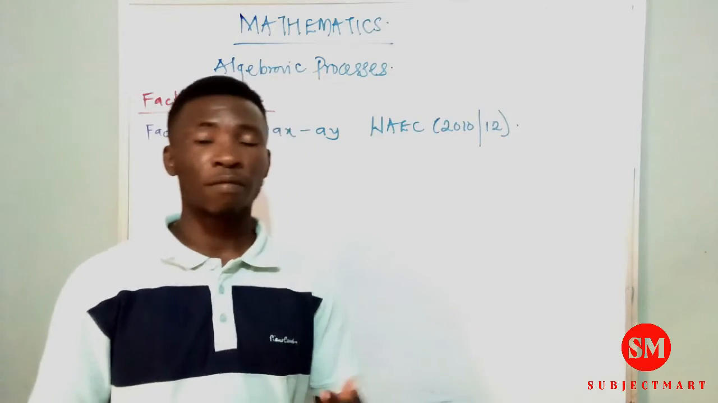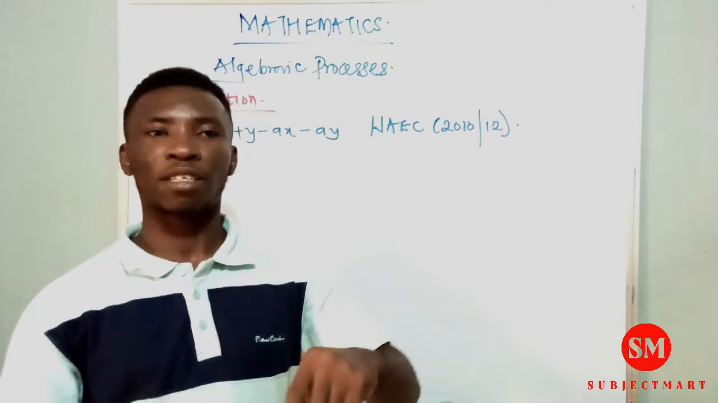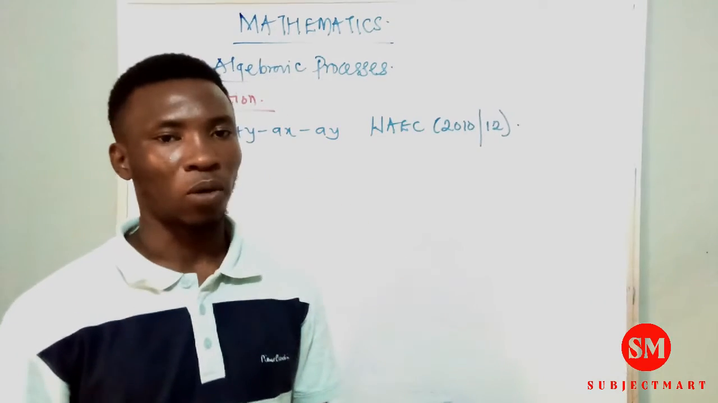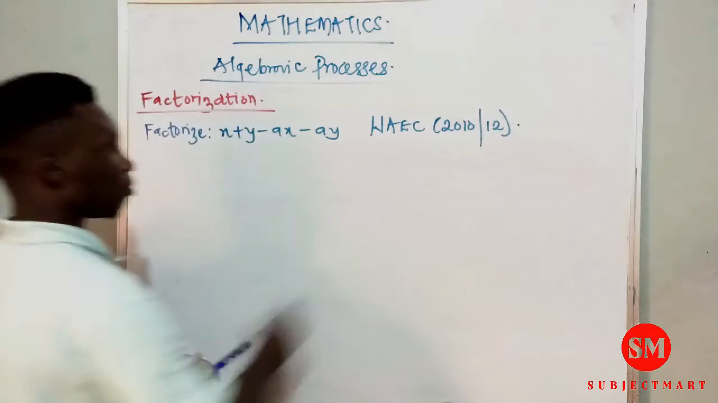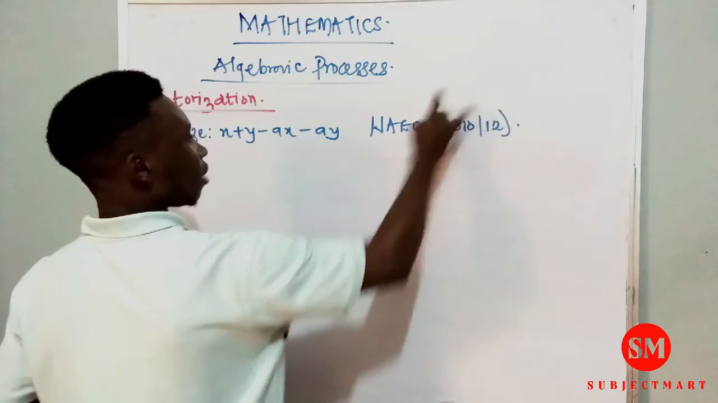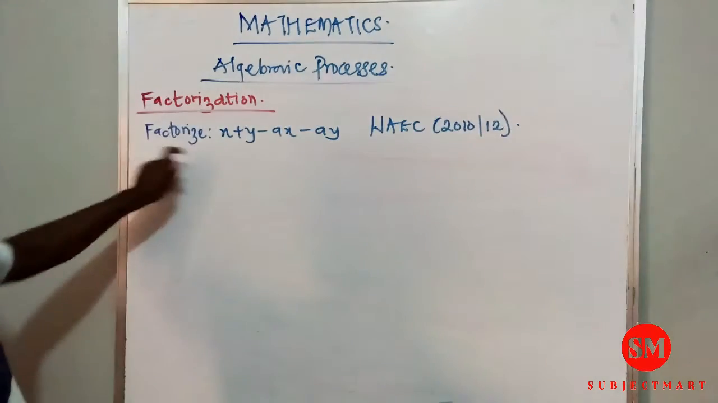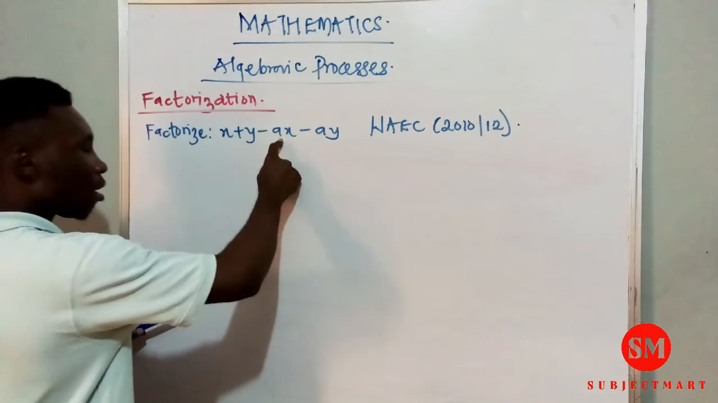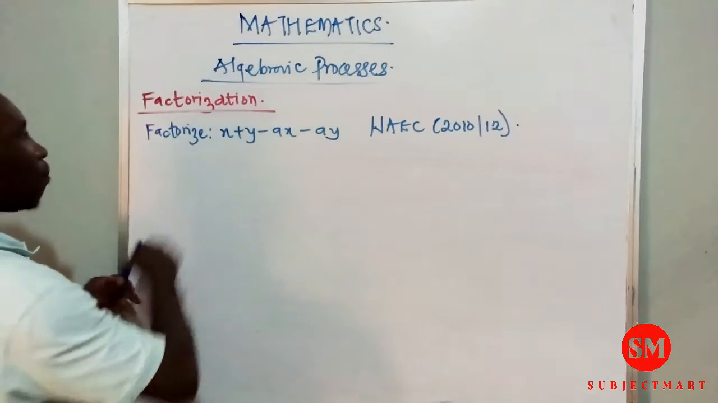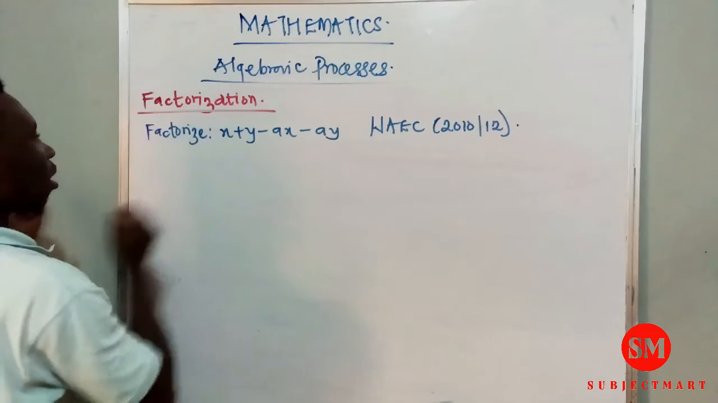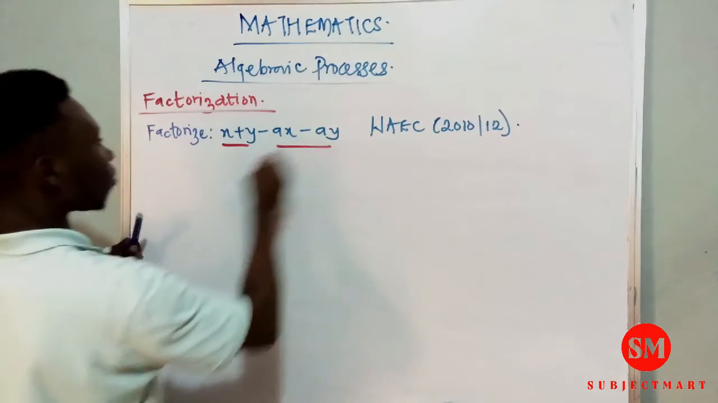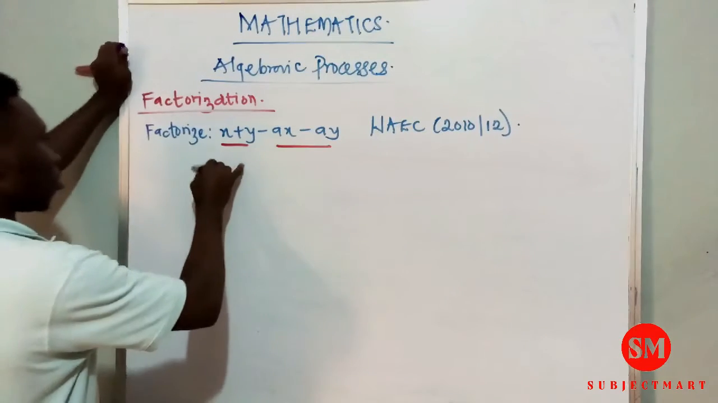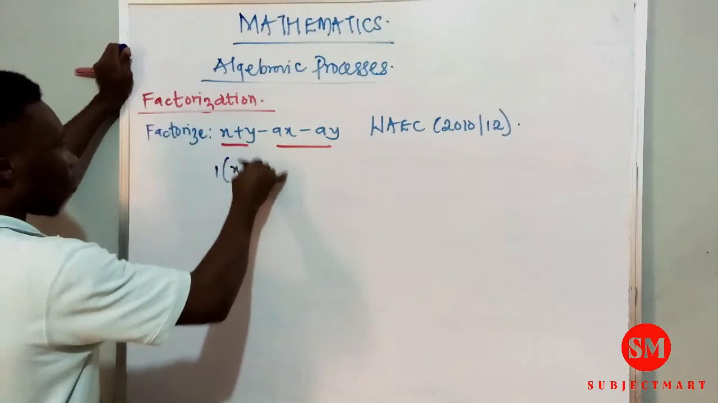If you're asked to factorize, you have to return that expression back to its expansion form using its common factor. Now, look at this expression from 2010, question number 12. They said, factorize x plus y minus ax minus ay. Now, pay attention. These two have something in common. These two have something in common. What do these first two terms have in common? They have plus 1. So bring out 1, open brackets, x plus y.